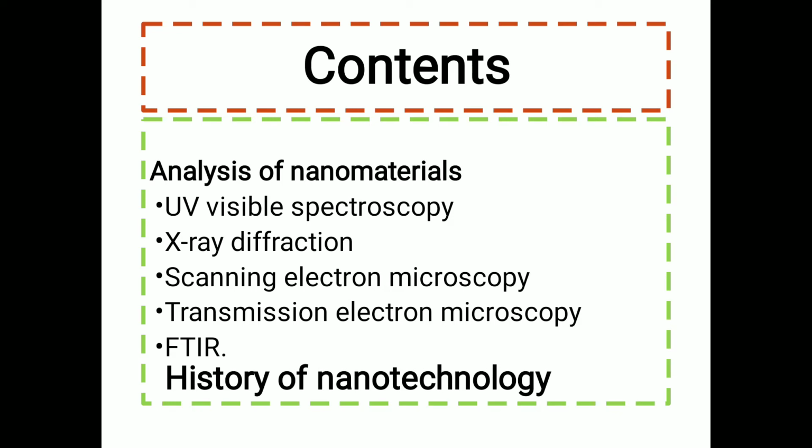Nanomaterials can be analyzed by using various techniques like UV visible spectroscopy, X-ray diffraction, scanning electron microscopy, transmission electron microscopy, FTIR, and then the history of nanotechnology. So now let us study.